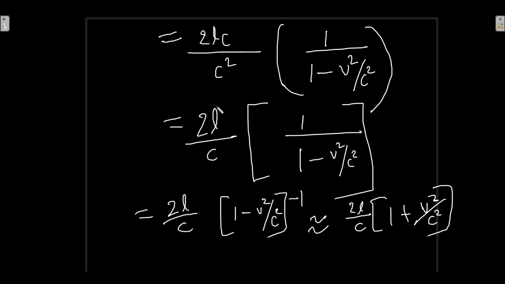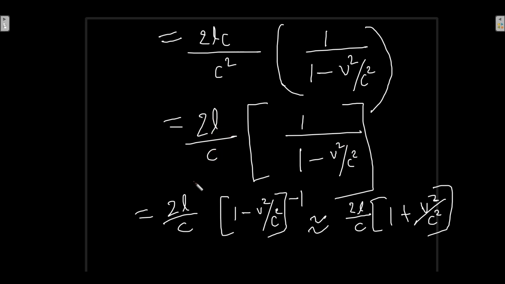So I have cancelled this c with this c. So c square is c into c, so one of the c will be cancelled. So it will become 2l divided by c multiplied by 1 divided by 1 minus v square by c square. Okay, so this is the thing.